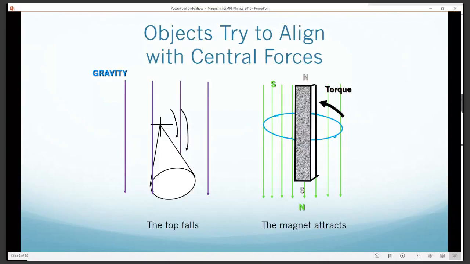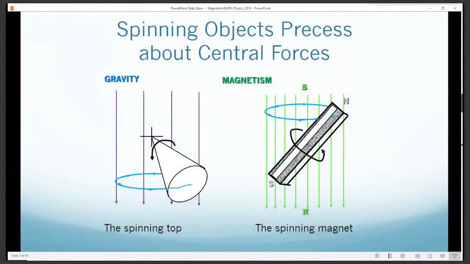In general, objects try to align with central forces. In the case of a top spinning in a gravitational field, the top, if it's not spinning, will just fall. And the same thing with a magnet. If it doesn't spin, it will just align with the main magnetic field. But the property of spinning, rotating about its axis, changes the physics a little bit. And so when a top is spinning in a gravitational field, it will tend to precess about the gravitational field. And the same for a gyroscope and other objects in relation to gravity.